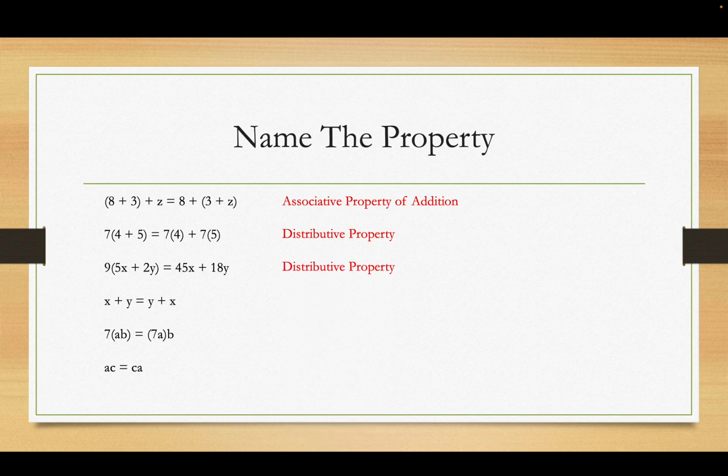Next, oh look, we're switching order. The X and the Y, and then the Y, then the X. To switch, the word that relates, so the root word to switch is commute. So that's the commutative property of addition.